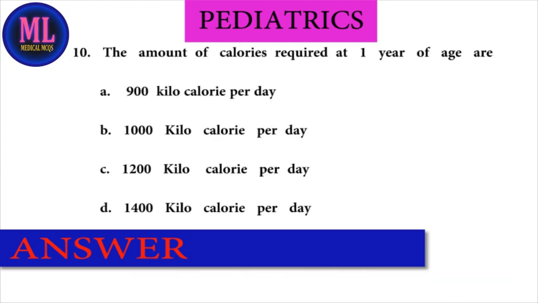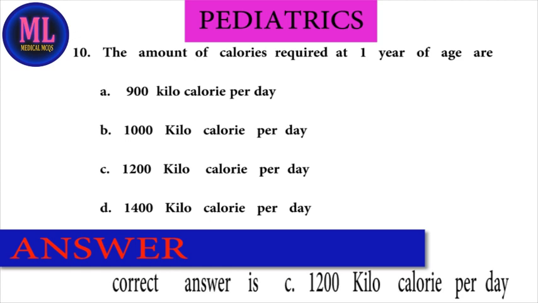10. The amount of calories required at 1 year of age are A. 900 kilocalorie per day, B. 1000 kilocalorie per day, C. 1200 kilocalorie per day, D. 1400 kilocalorie per day. Correct answer is C. 1200 kilocalorie per day.